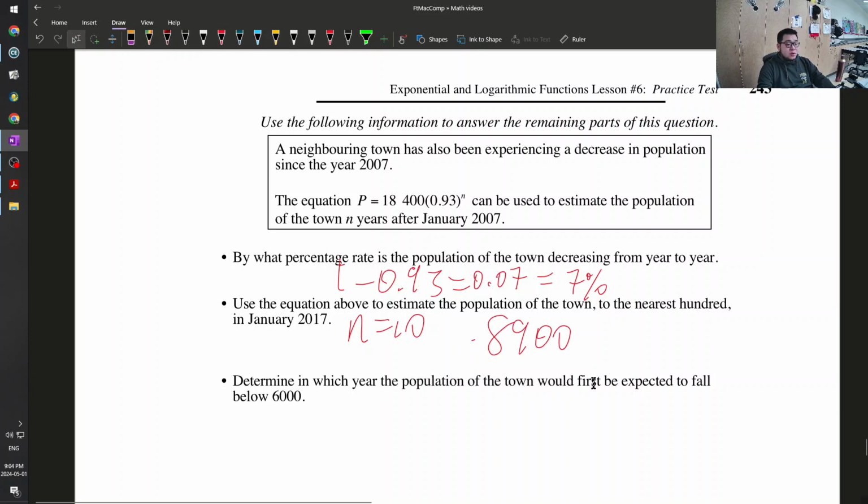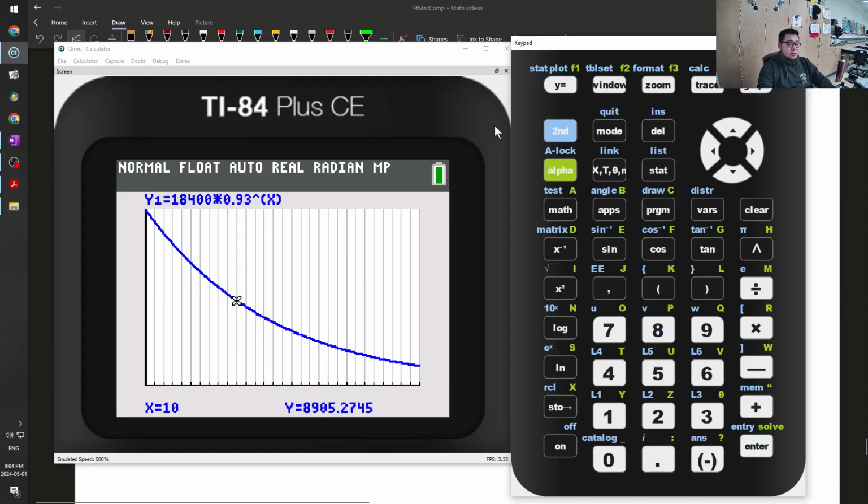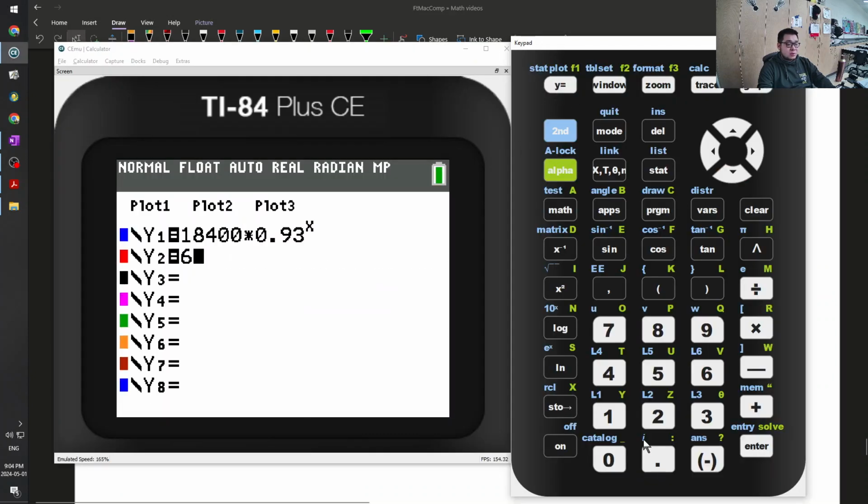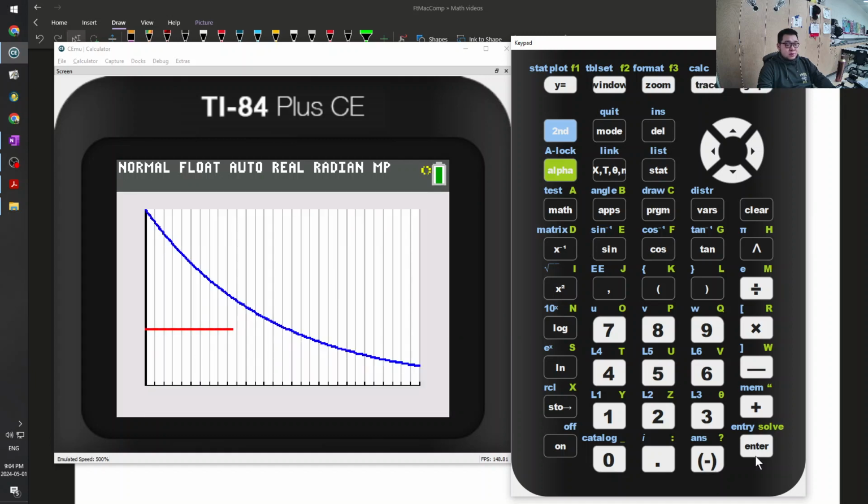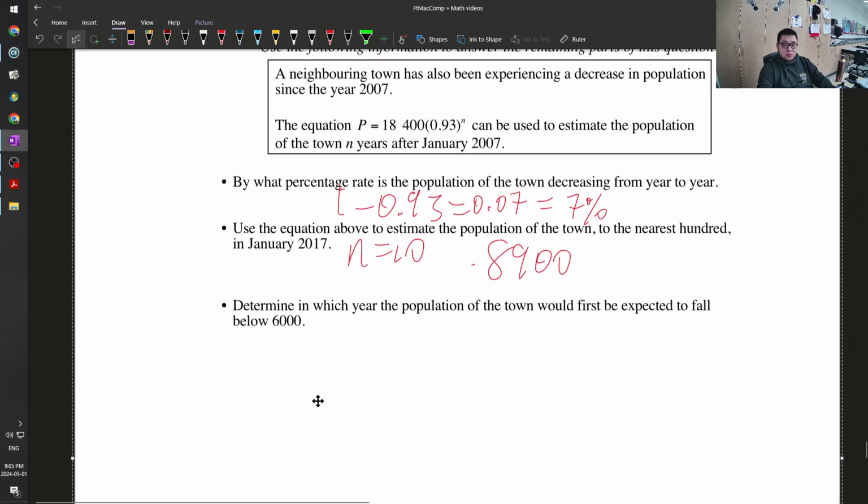Determine in which year the population is first expected to fall below 6,000. So y is equal to 6,000. Let's do the intersect. Enter. So at 15.44 years, it will be 6,000. So at 16 years, when n is equal to 16, it will be less than 6,000. But I don't care about n, right? I care about 2007.